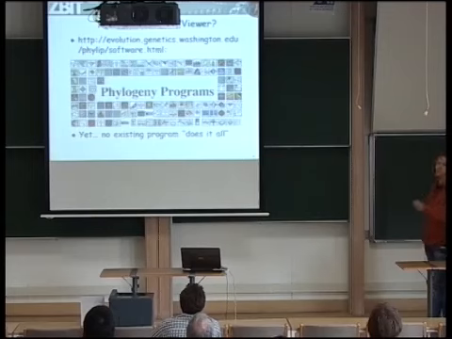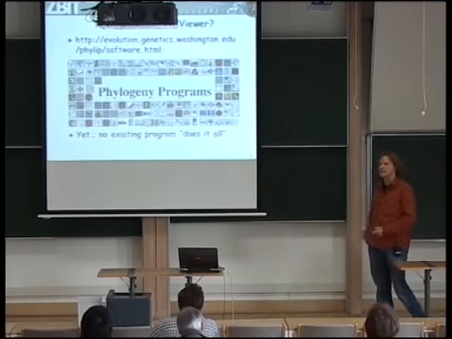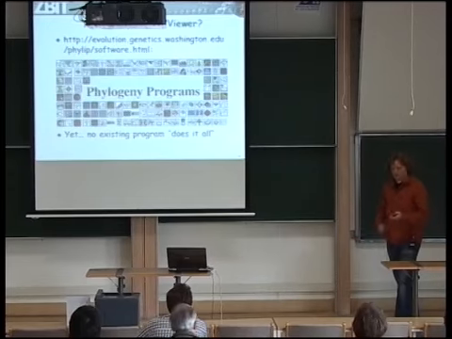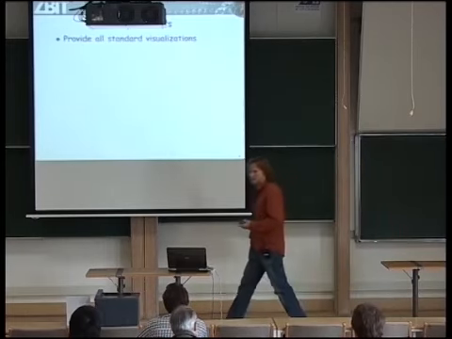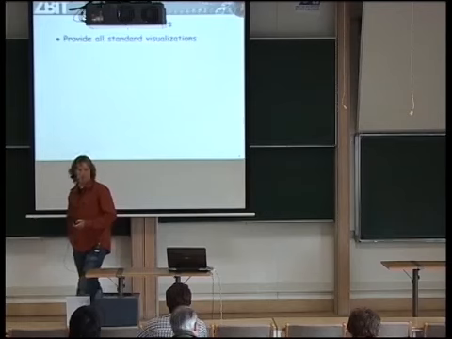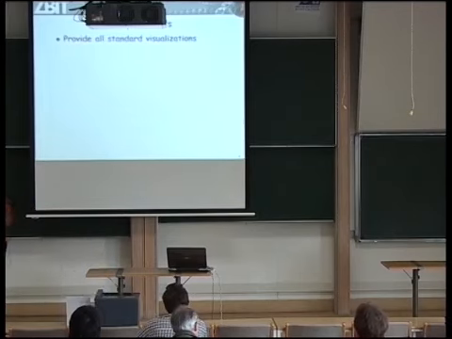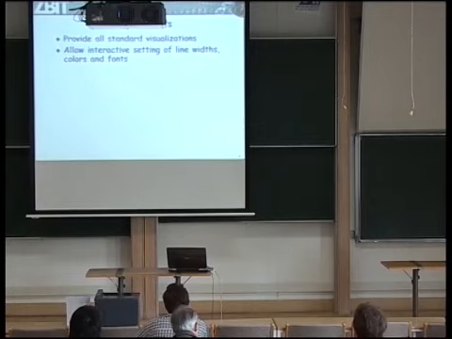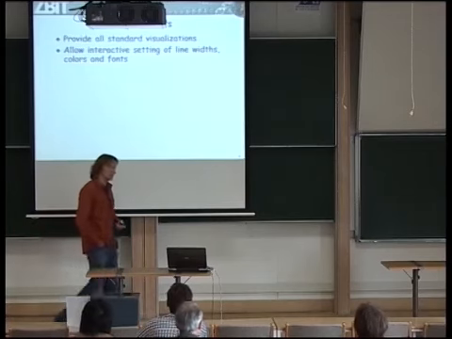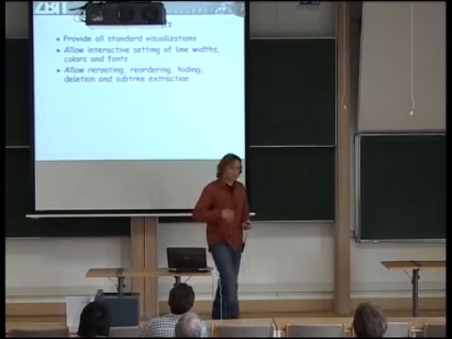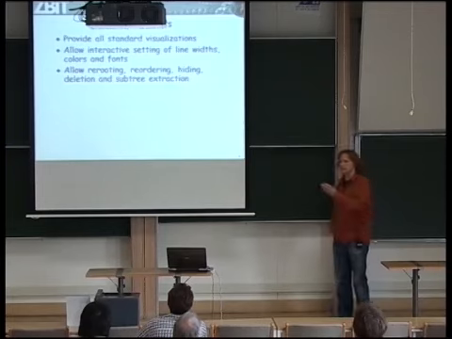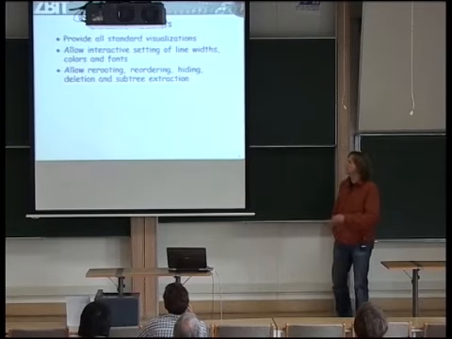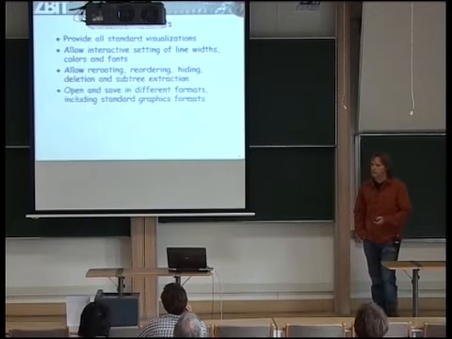So what we did is we looked at all the different programs that exist, thought what are the nice parts of these programs, and we tried to put them all into one program. And so here's a couple of requirements that a tree viewer should have. Obviously, you want to have all the different visualizations that people like to use implemented. You want to be able to change the line widths, the colors, the fonts, and whatever. You want to write labels on your tree. You want to be able to edit your tree, reroot it, reorder the subtrees, hide parts of the tree, delete parts of the tree, extract subtrees and make new trees out of those.